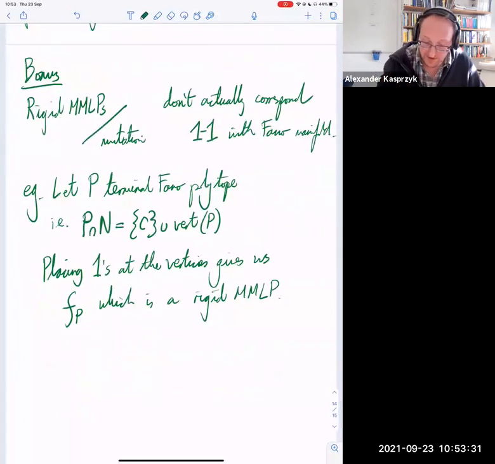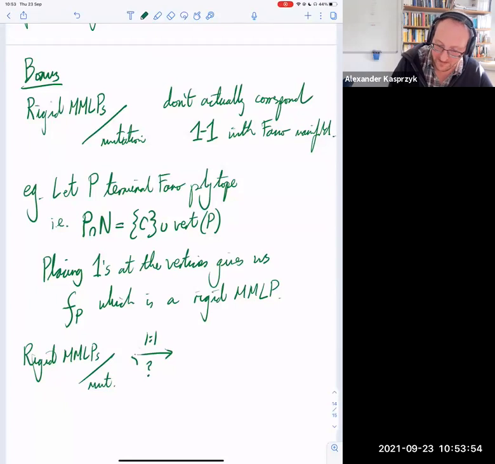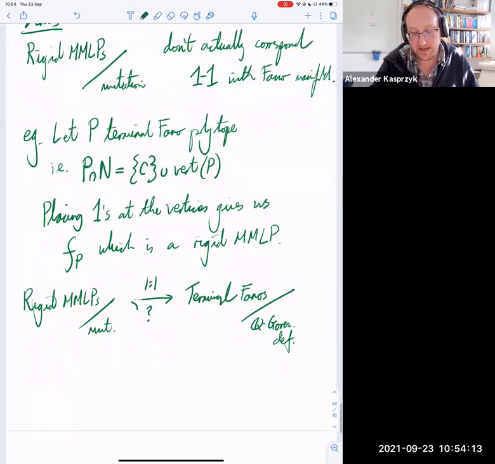Alessio can say a lot more about this, but basically, it may or may not be true, but it looks like, in fact, rigid MMLPs up to mutation maybe have a one-to-one correspondence with terminal Fano polytopes up to Q-Gorenstein deformation. Okay. Alessio was the person to ask for the details about how likely this is to be true. But even if this statement isn't actually true, it's not far from the truth.